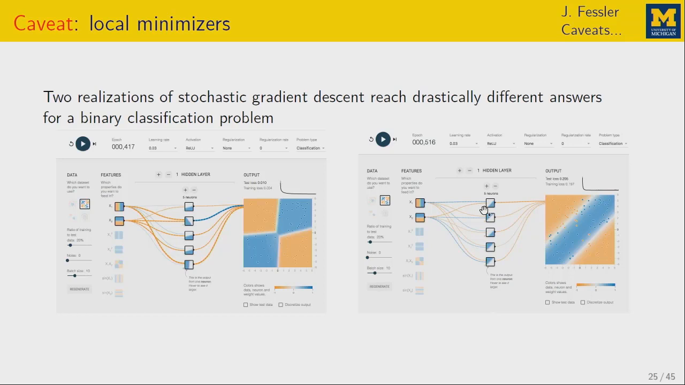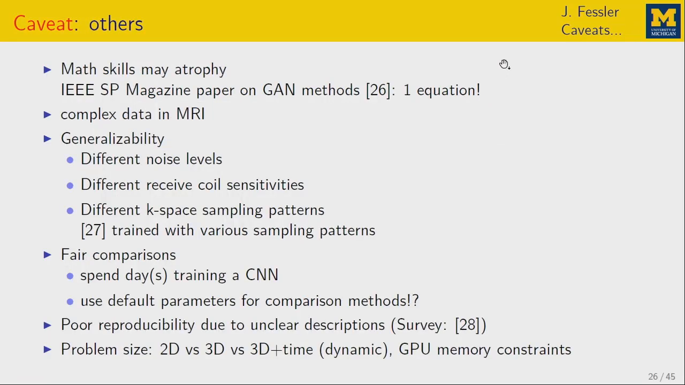And then another run of the exact same network produced this absolutely terrible classifier. So, this is a simple illustrative example where we can see that one is good and one is terrible, but when you're working in high dimensions, it's going to be much harder to visualize. Of course, people are working on this.